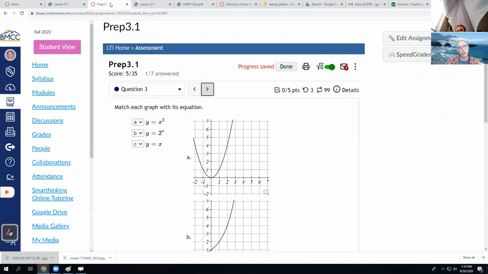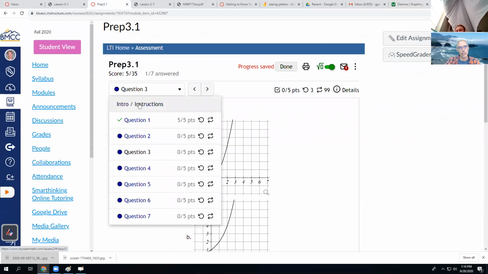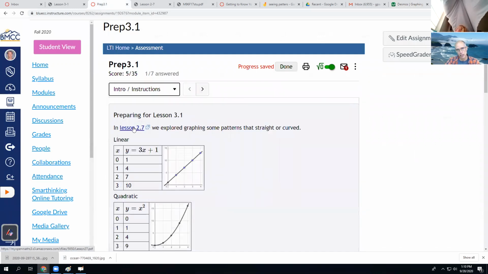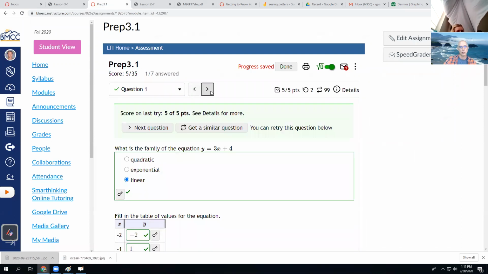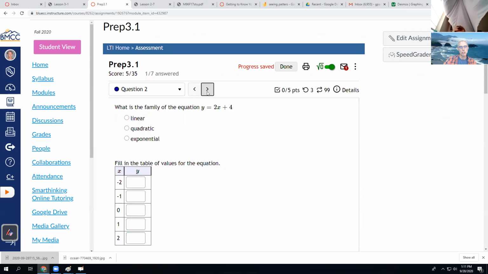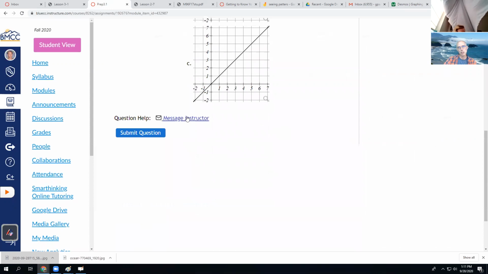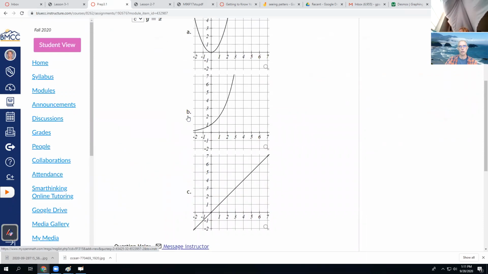If you still weren't sure about that, in the original page I linked to lesson 2.7, which was from one of the prerequisites for this class. You could go explore that page. Or another option, if you're stuck, is that every problem has a message instructor button where you can write to me and say, hey, I don't know where to look, can you help me out here? So feel free to use that.